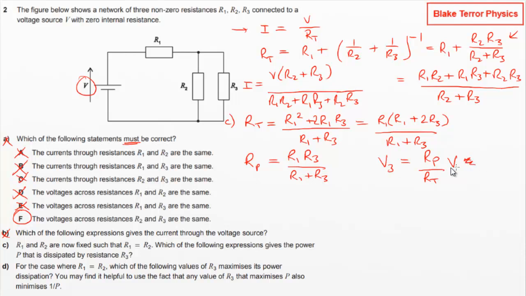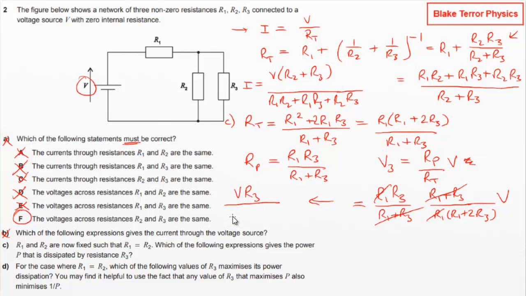I'm going to have to write this out because I've got it in too many different places. All right, so R parallel, that's R1 R3 over R1 plus R3. And then we need to divide by RT. So that's going to be multiplying by R1 plus R3 over R1, R1 plus 2R3. Right, so we do have a lot of things cancel. That, and that. And then we need to multiply by V. This is not leaving me much space for the rest of the question. So I'm going to put the answer over here, because that's just going to be V times R3 divided by R1 plus 2 lots of R3.